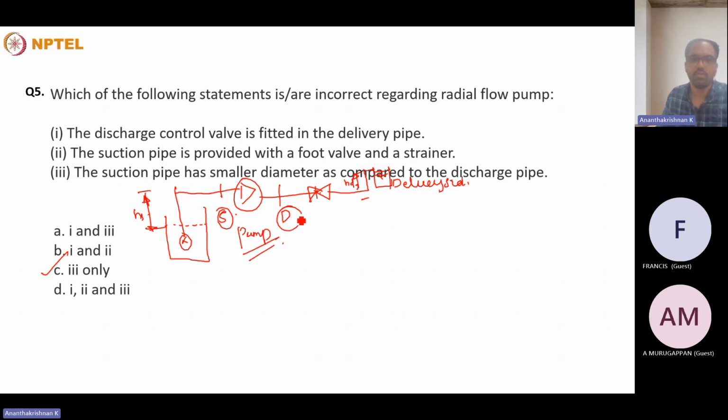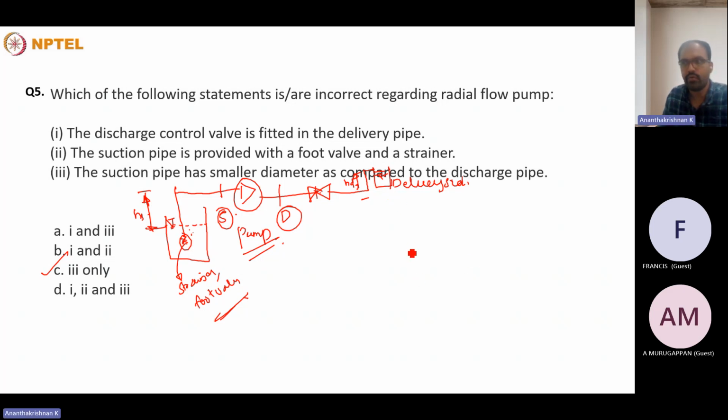The discharge control valve is fitted in the delivery pipe. That is a right statement. The suction pipe is provided with a foot valve and strainer. So this part will be having some kind of strainer and foot valve. So that is also right. The suction pipe has a smaller diameter as compared to the discharge. So this statement is wrong.